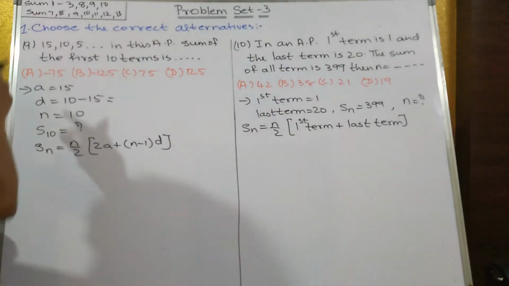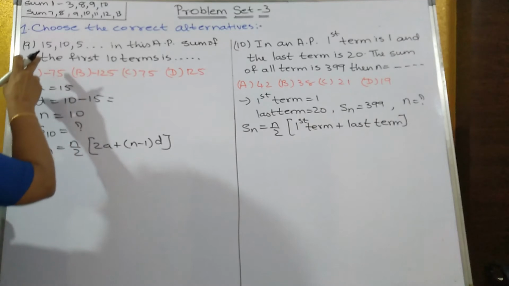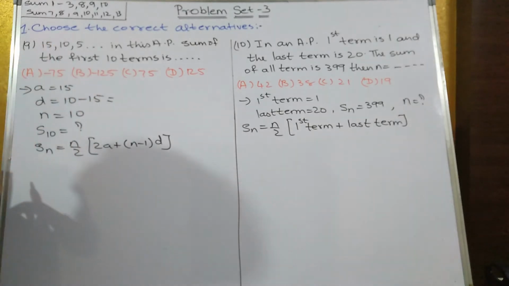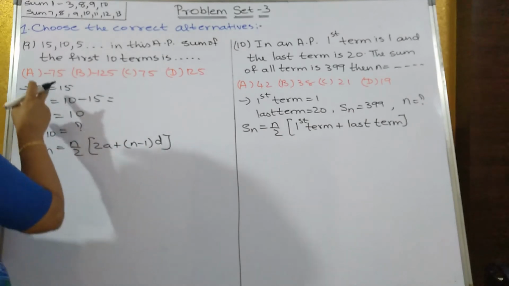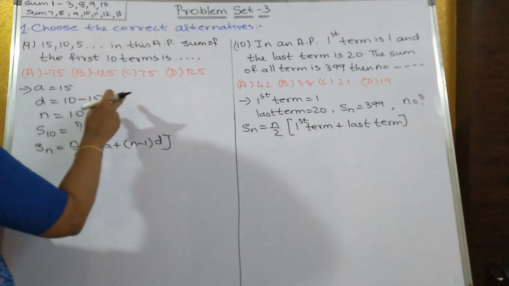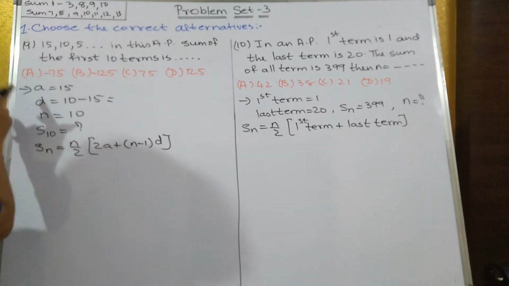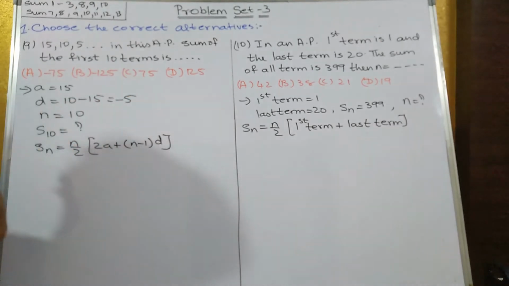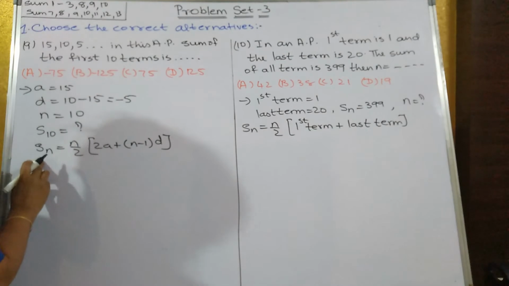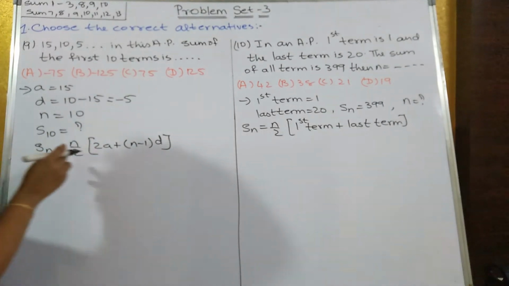Now the ninth sum of sum number 1. The 15, 10, 5 are the sequence in an AP. Sum of the first 10 terms we have to find out. Options are minus 75, minus 125, 75 and 125. Over here A is equal to 15, D is equal to 10 minus 15, that's equal to minus 5, N is equal to 10 and S10 we have to find out. The formula is what? Sn is equal to n upon 2 into 2A plus n minus 1 into D.